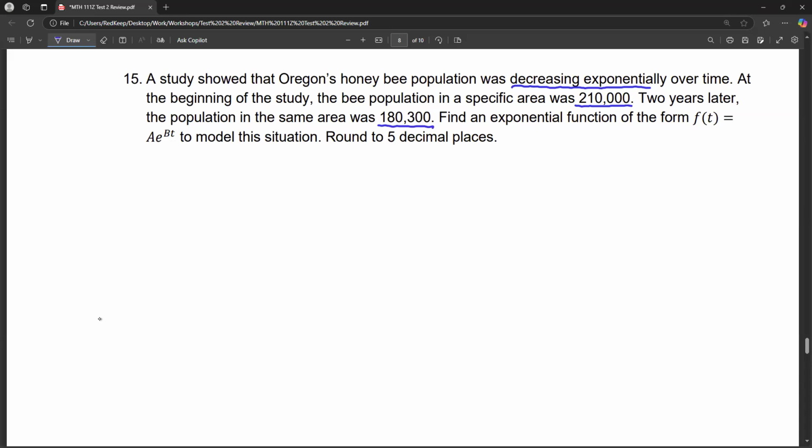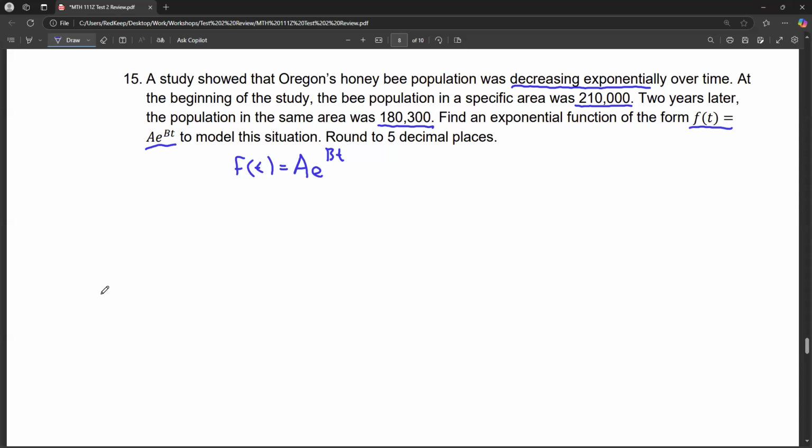They want us to find an exponential equation of this form. f of t is equal to, and I'm going to go ahead and rewrite that, f of t is equal to a times e raised to the b t. They're also saying to round to 5 decimal places. What are we rounding to 5 decimal places? I think we'll find out. It probably sounds like what we're going to do with our b value, like what I was hinting at on the last question.